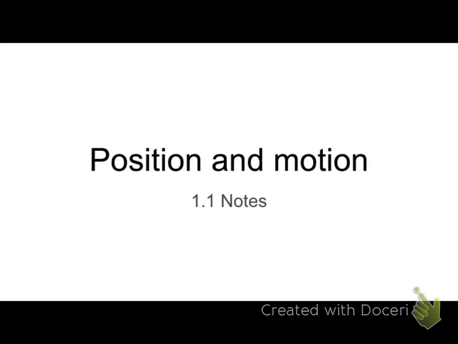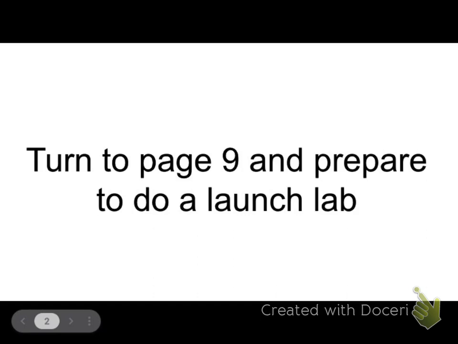To start off, we are going to do a little launch lab that's on page 9 of your textbook. Not everybody needs to get a textbook. You're going to do this with a partner. So choose your partner, and one of you go get your book and turn to page 9. You can follow along as I go through the instructions. Essentially, you're going to practice giving the position of an object.